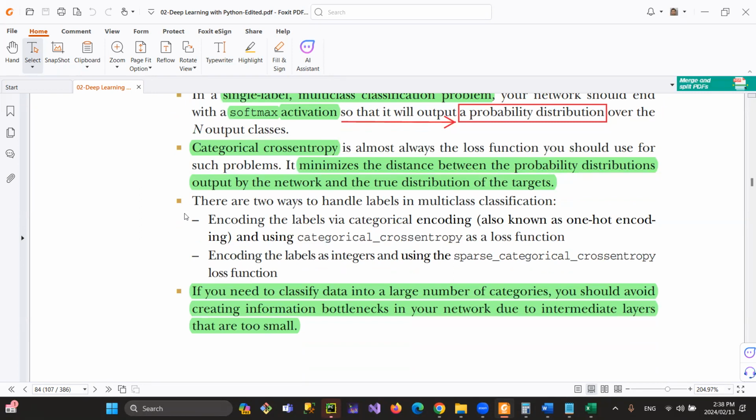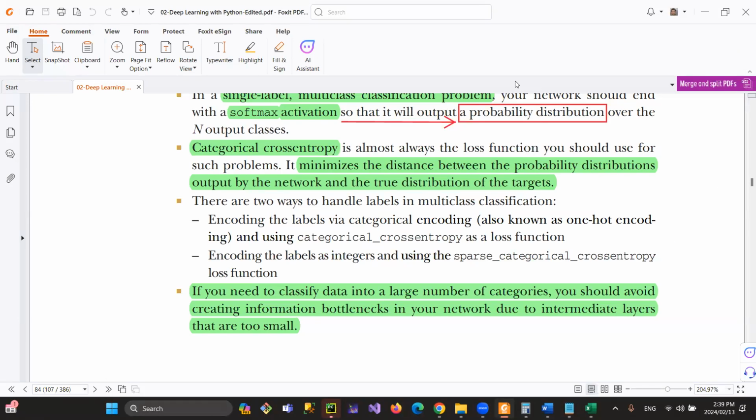if you need to classify data into a large number of categories, you should avoid creating information bottlenecks, meaning way fewer neurons in the middle layer, due to intermediate layers that are too small. We should avoid this, when the number of neurons in middle hidden layers is way less than the number of outputs. Right? That is something.